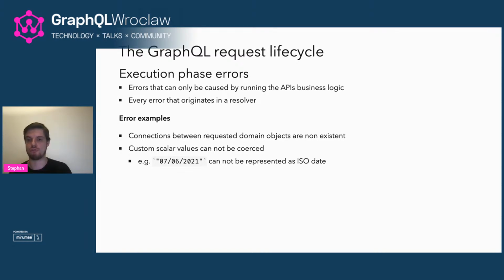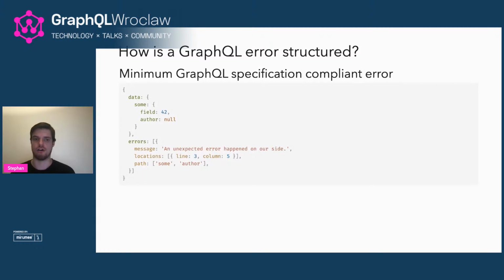Before we can think about why we need to do something custom, we should know what a GraphQL error actually looks like, which we will see here on the slide. There's some data and maybe some errors, and the errors look like this. This is the minimum viable GraphQL error, basically. You have a message, and locations and path are optional, but they're most often added by the GraphQL error that comes with the reference implementation, and we'll be talking about that in a minute.